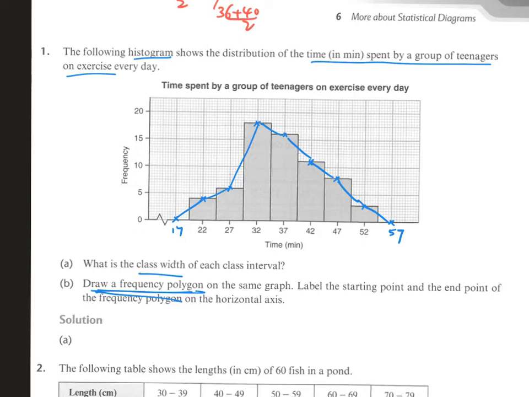Coming up next, we go back to question A, which is about class width. Do you remember the meaning of class width? Yes, it's the upper class boundaries minus the lower class boundaries. So somehow you can say it's the width of each bar you can find in the histogram. That's why we need to find out the value of this value and this value respectively.